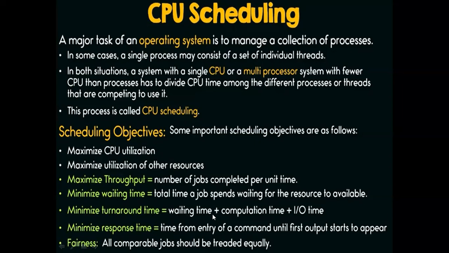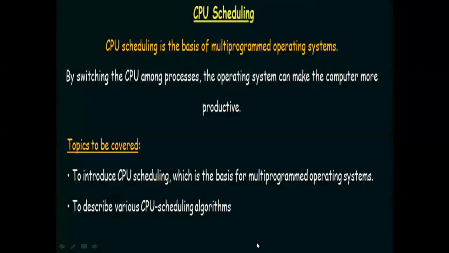Next, minimize the turnaround time. Turnaround time is defined as the waiting time plus the computation time plus the I/O time, so the summation of all these gives the turnaround time. Next, minimize the response time. Response time is defined as the time taken from entry of the command until the first output starts to appear. CPU scheduling also provides fairness, that is, all comparable processes or jobs should be treated equally.